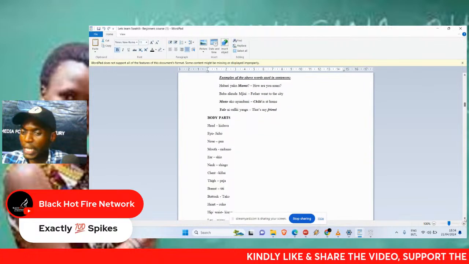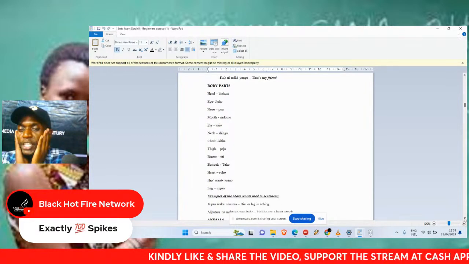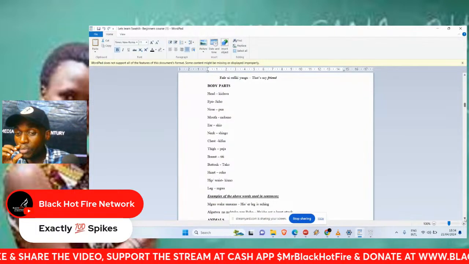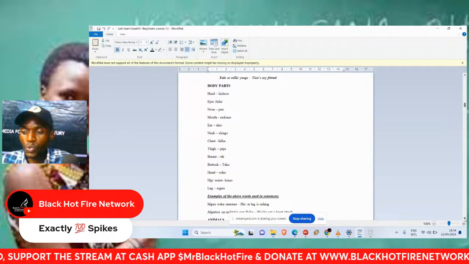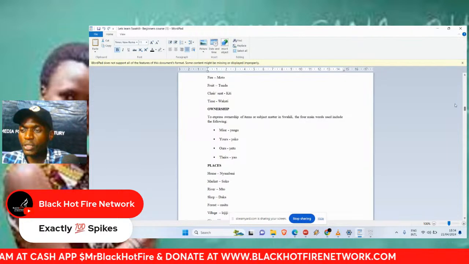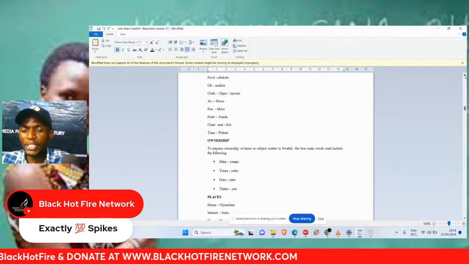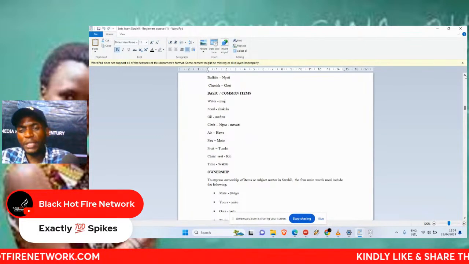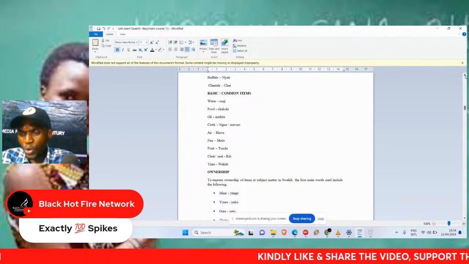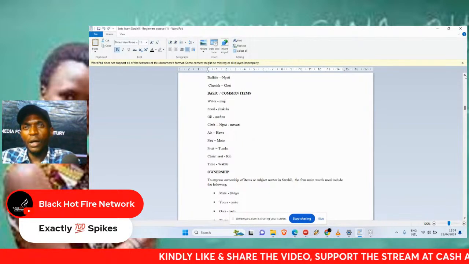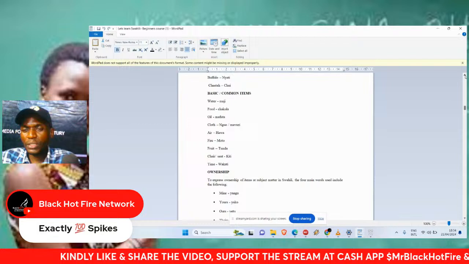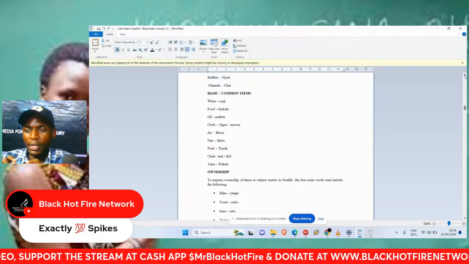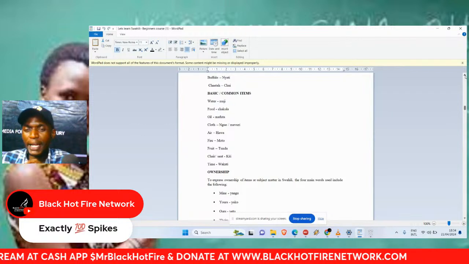We talked about the body parts, I believe, last week. I said that the head is kichwa, the eye is jicho, the mouth is mdomo, the ear is kio, the neck is shingo. We have all these words, and the most difficult part about learning Swahili is maybe the pronunciation. But it's not even difficult because, for the better part, the words are pronounced just as they are read. I don't know if that makes sense. I'm saying the words are pronounced almost directly as they are read.